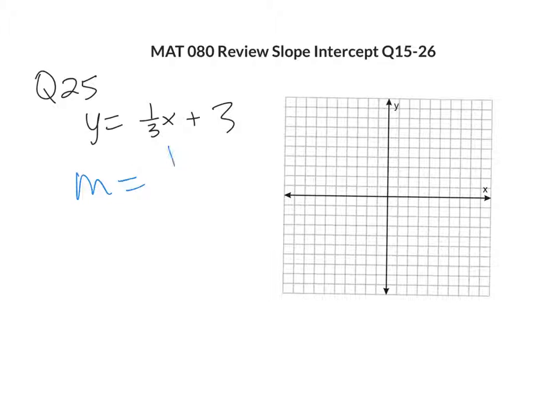My slope is 1/3. My y-intercept is 3. Plot your y-intercept first. Then you have your rise over run. Up 1 over 3. 1, 2, 3. Down 1 over 3. 1, 2, 3. Both part of the same line.